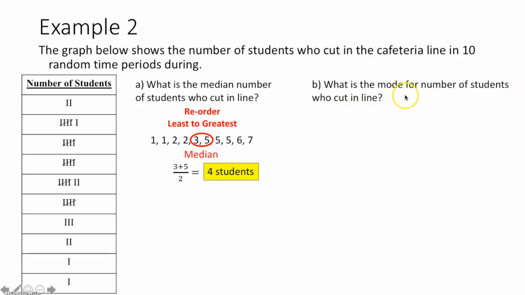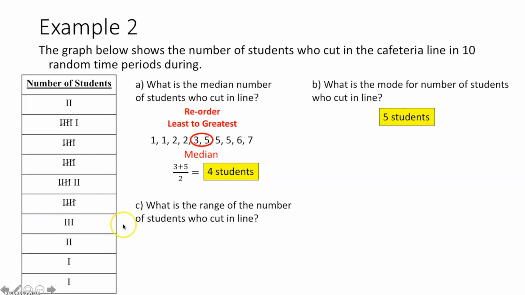Part B says, what is the mode for number of students who cut in line? So what number appears most often in our data set? That would be 5. So 5 appears 3 times. So the mode for number of students who cut in line, that would be 5 students. Part C, what is the range of the number of students who cut in line?